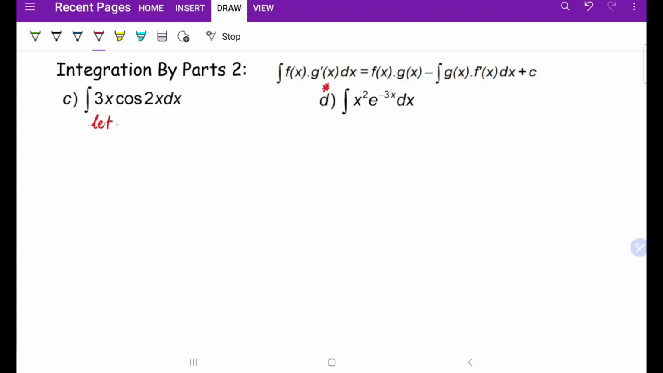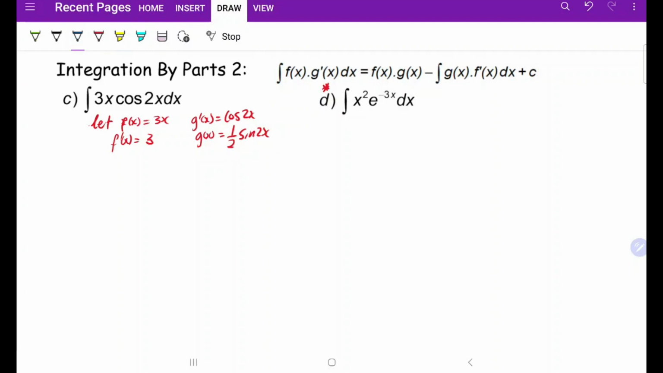So in our case, we will let the function f of x equal 3x, and then we will let the derivative of g become cos of 2x. Therefore, if we wanted to find the derivative of f, we get 3, and if we wanted to get g of x, getting g of x is equivalent to getting the integral of cos of 2x, so you get 1 over 2 the sine of 2x, and that's how we do that.